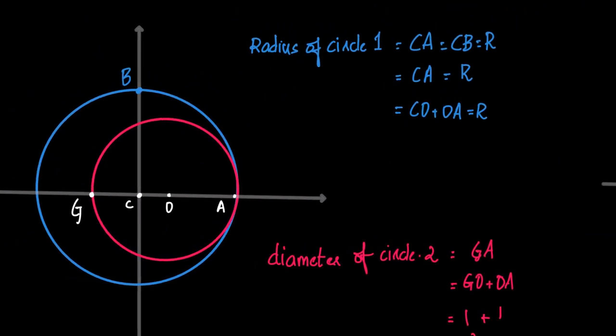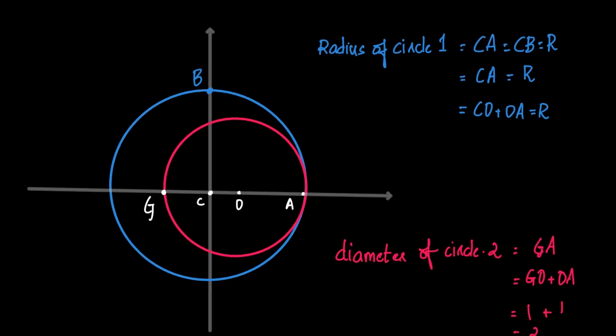Now, if this is the case, what is the radius of circle 1? It is CA, or can also be equal to CB. Why? Because CA and CB represent the same radius, which is equal to R. So I'm taking CA is equal to R. Okay. Now, geometrically, what is CA? It is the sum of CO and OA. So we have CO plus OA is equal to R, right?